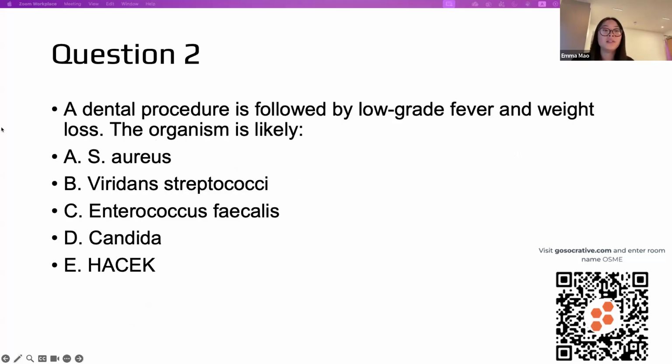This one is a dental procedure followed by a low-grade fever and weight loss. The organism is likely... let me move it on in the Socrative.